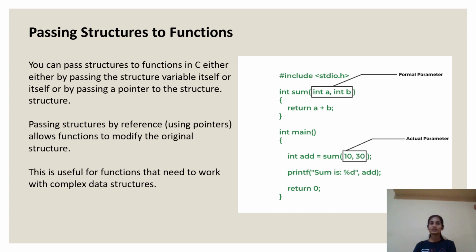Passing structures to functions. You can pass a structure to a function in C either by passing the structure variable itself or by passing a pointer to the structure. Passing the structure by reference using the pointer allows the function to modify the original structure. This is useful for functions that need to work with complex data structures.